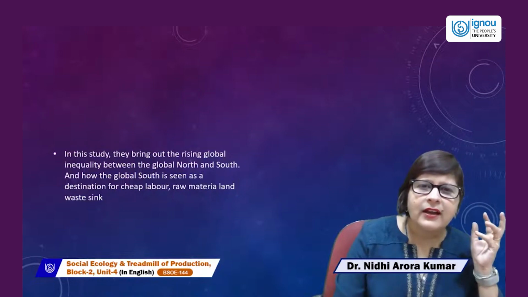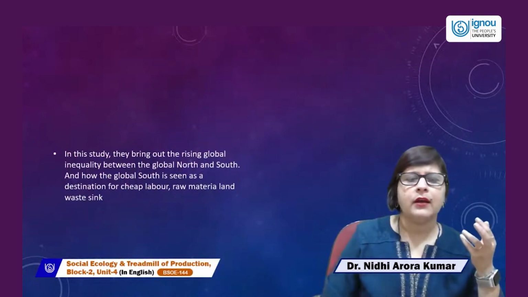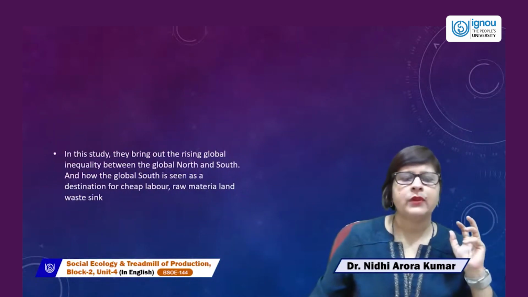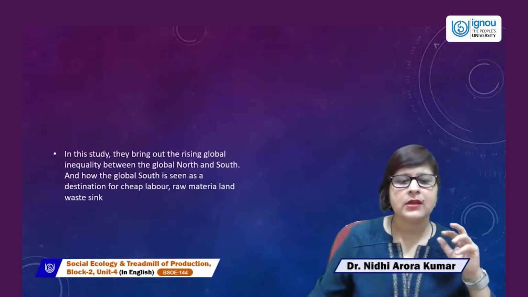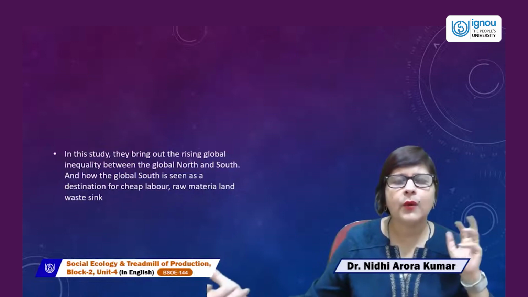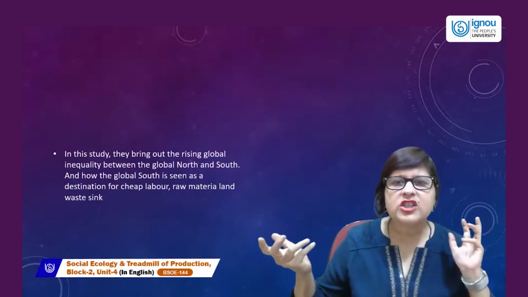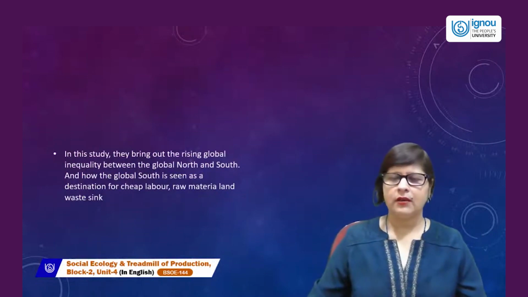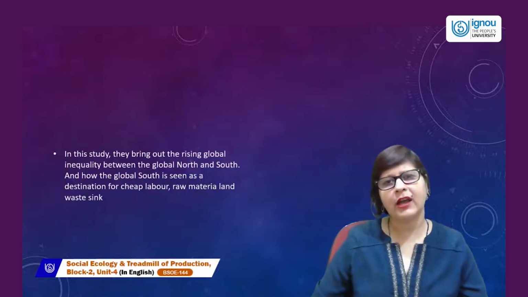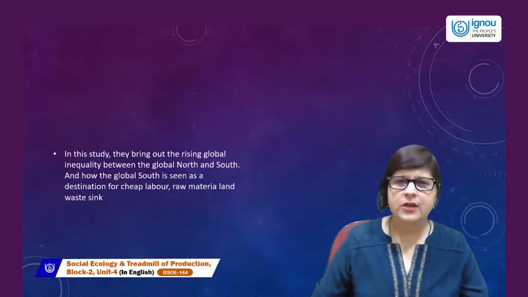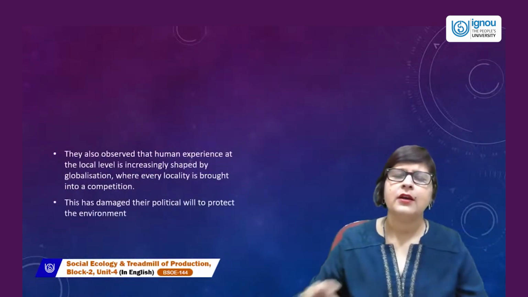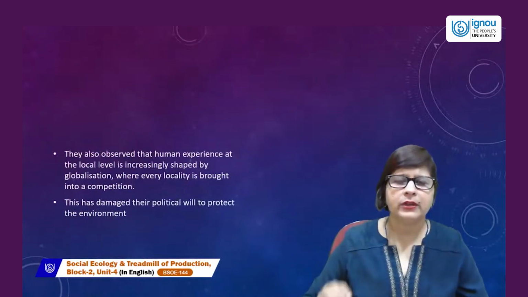And they studied that there is an inequality between the global north and the south, right? They see that industrialists are seeing the global south as a destination for cheap labor, raw material, and a waste sink. So they start their production units in the global south because of the cheap labor, because of the more raw material, and because they can dump their waste there.